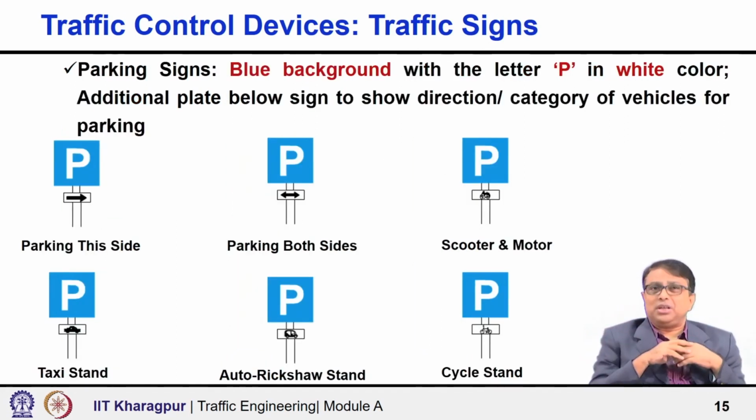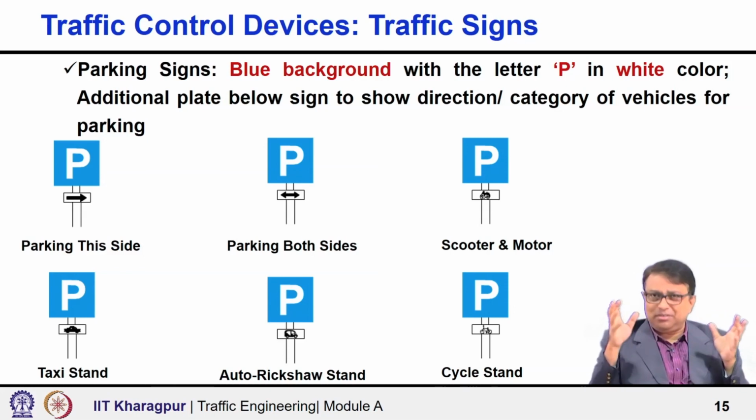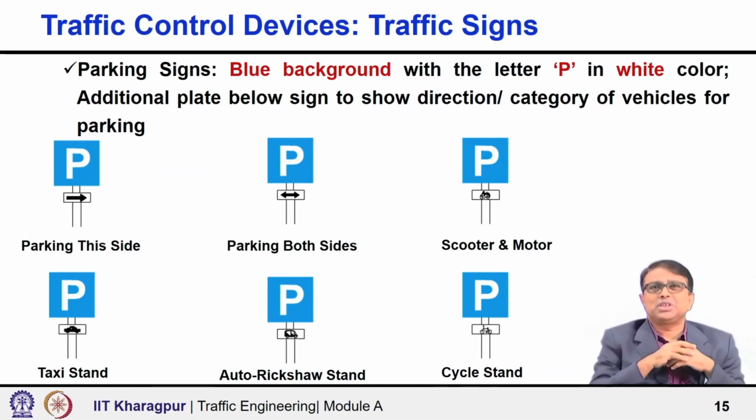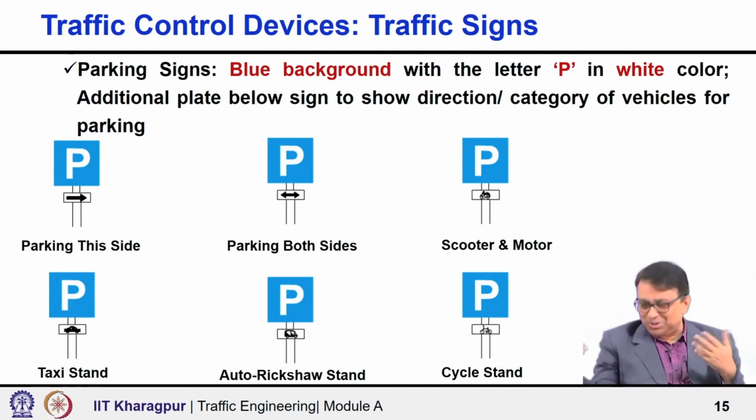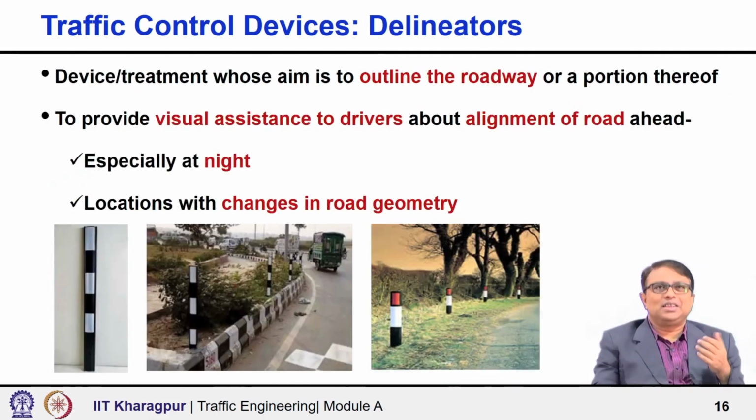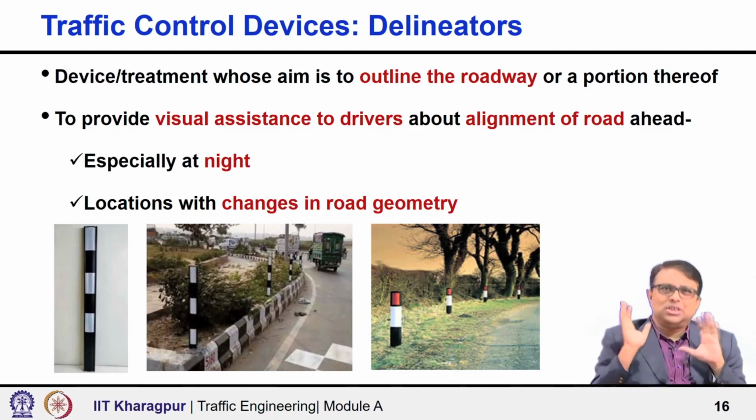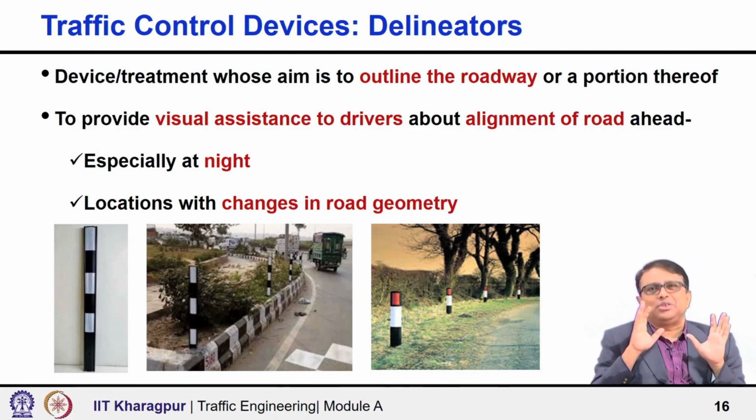Parking signs show where you can park, where parking is allowed in one direction, or both directions. Sometimes there is also an information board along with it, providing additional details which a road user or vehicle user who is parking is expected to know or would like to know. So, these are the three different categories of road sign.